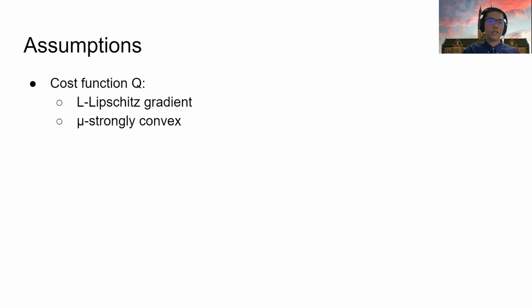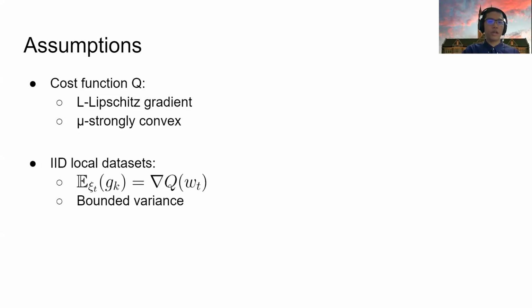Also, we assume that the local dataset of each worker is distributed identically and independently from the entire dataset. Therefore, for all fault-free workers, the expectation of the estimated gradient equals the true gradient of the cost function in each round. And moreover, the variance of the norm of the gradients is assumed to be bounded.